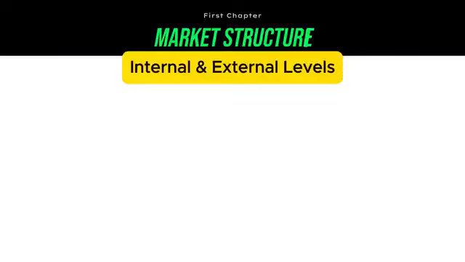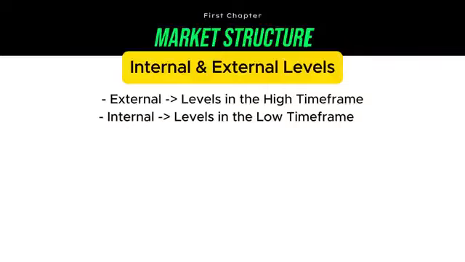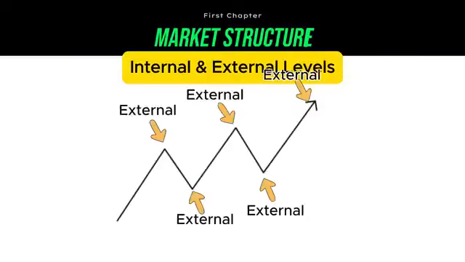Internal and external levels. The external levels are structural price levels in the high time frame. The internal levels are structural price levels on the lower time frame. Let's take the uptrend scenario first. On the simple structure, it's easy. The external levels are the major highs and lows. There is no internal structure in this example.